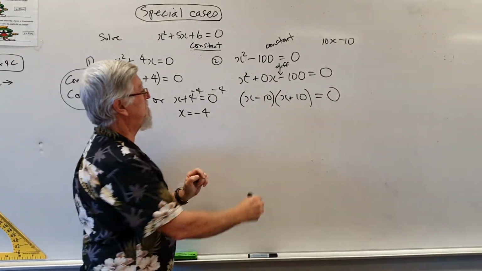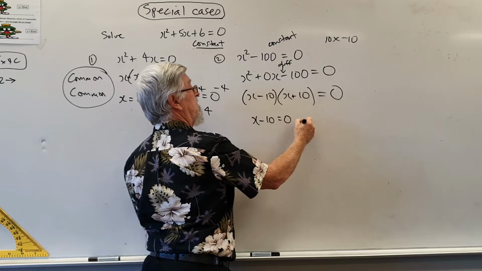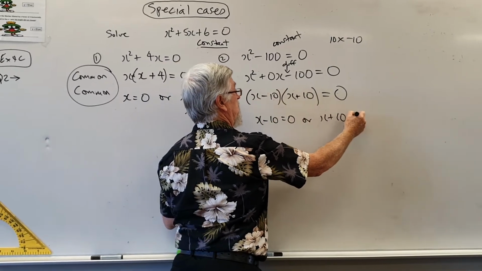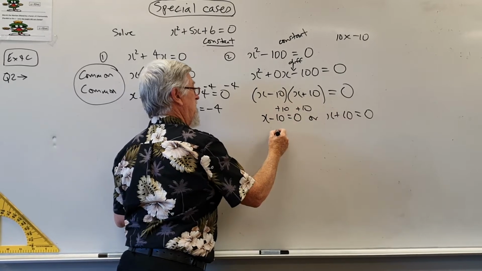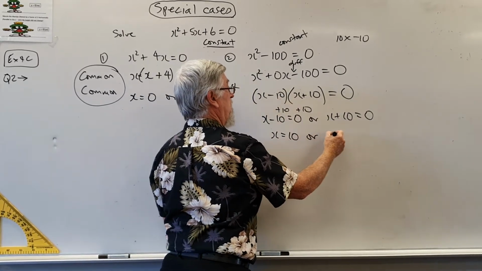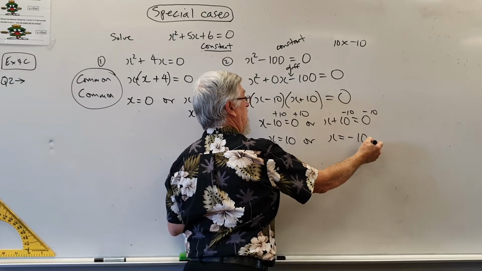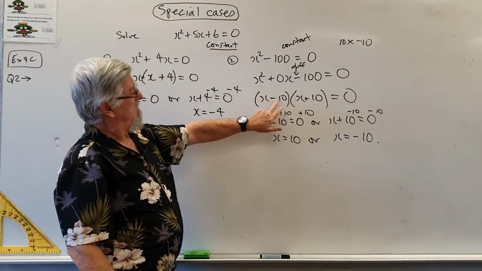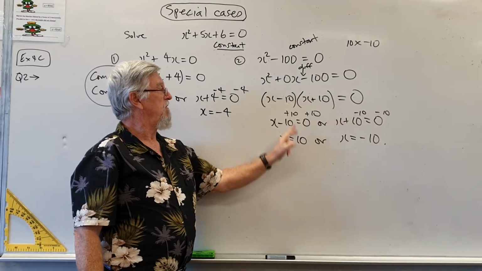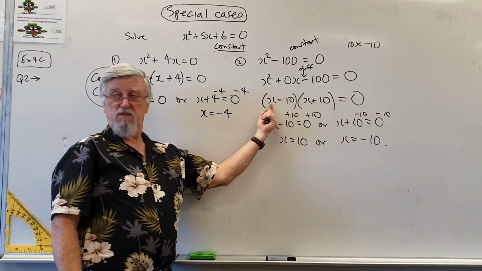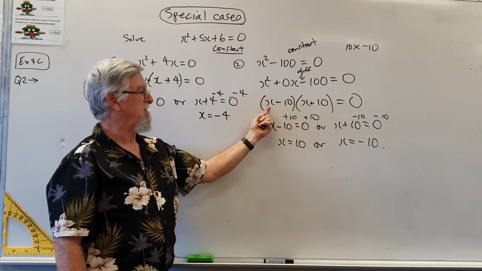So what have I got for my two solutions now? I've got X minus 10 equals 0, or I've got X plus 10 equals 0. And we could show all the steps, plus 10, plus 10. You got X equals 10, or you got X is minus 10. Now if you go back to here, this answer here is just the opposite of that minus 10. Will that always work? Only if this says X. So later on we'll come back to when it says 2X or 3X and have a look at it.